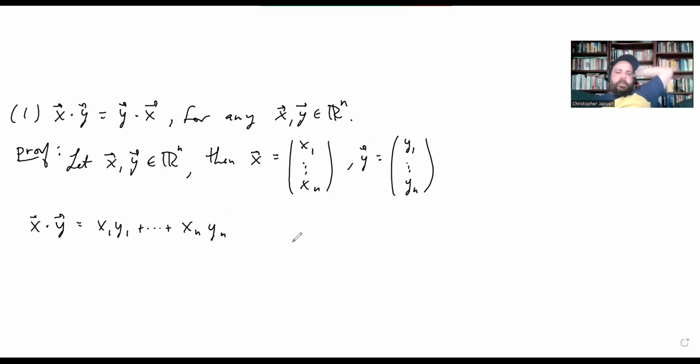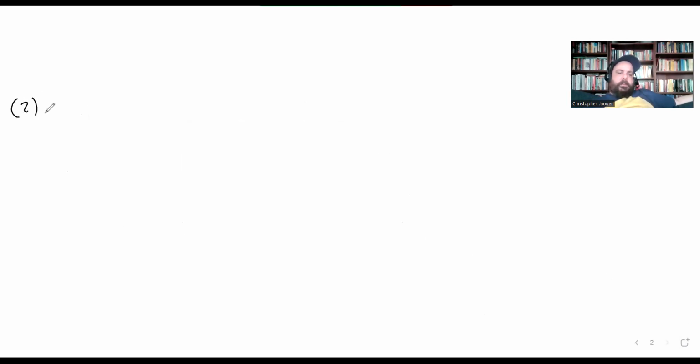But each of those are products of real numbers, and we know that real number multiplication is commutative, so you can rearrange the products here. And that's the same thing as y dot x. Right, so that shows the first property holds. The second property, I forget what it was already, so let me go back and check.